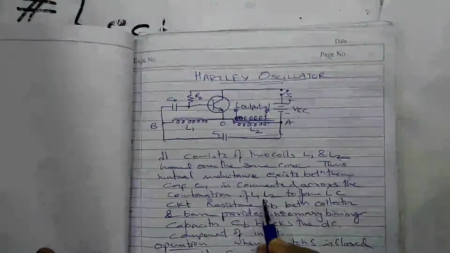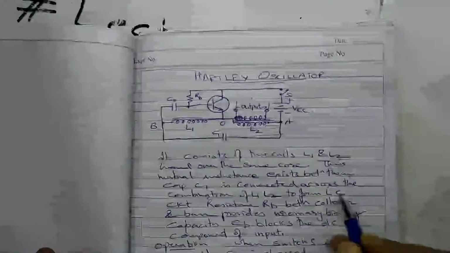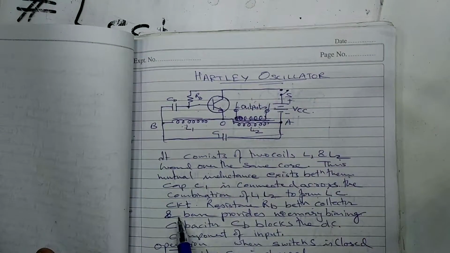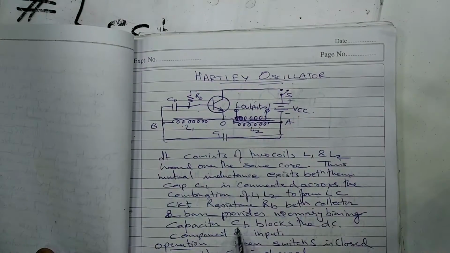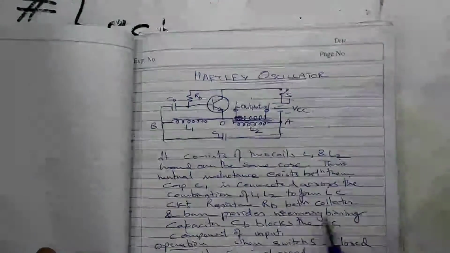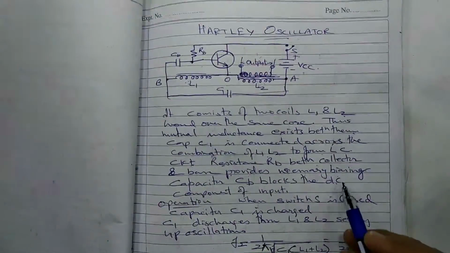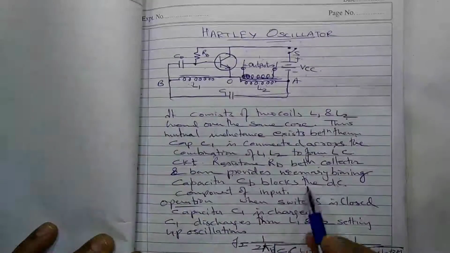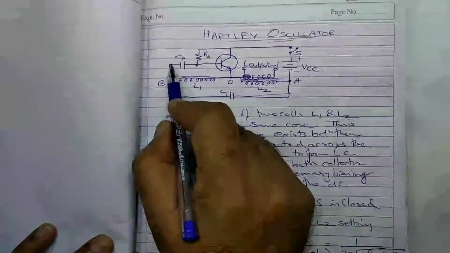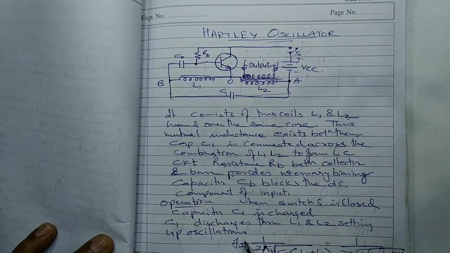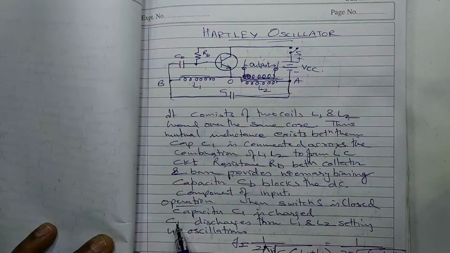The capacitor is across the combination of L1 and L2 to form the LC circuit. Resistance RB between collector and the base provides necessary biasing. Capacitor CB blocks the DC component of input. It allows only AC to the base and blocks the DC component of the current or the signal.